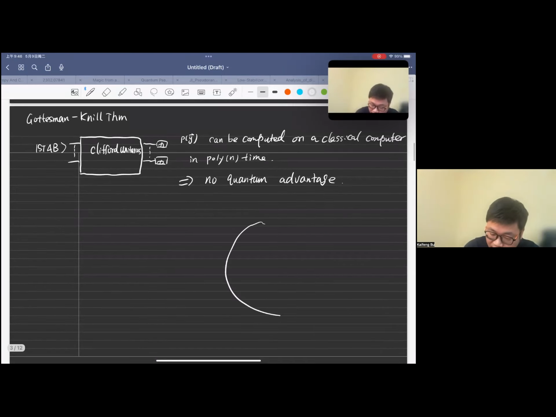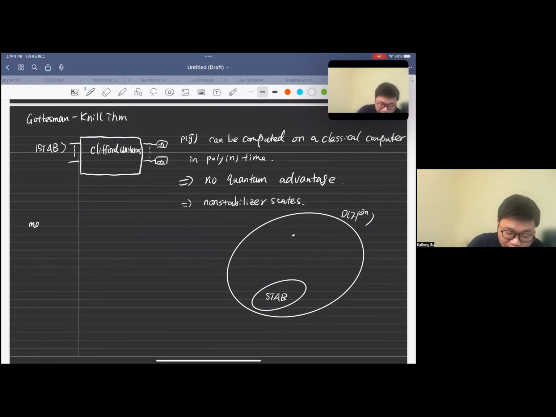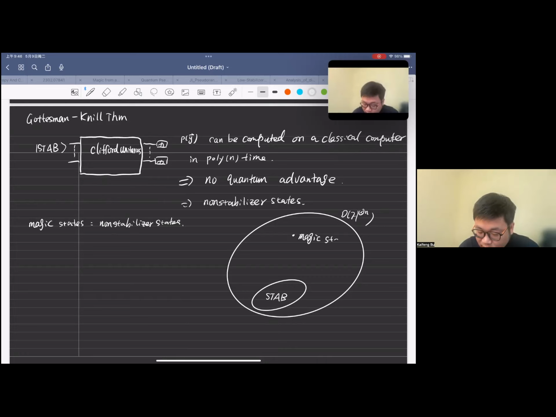So this is the set of all quantum states, and this is the set of stabilizer states. We need states outside of the stabilizer states. We need non-stabilizer states. And in the literature, we usually call the non-stabilizer states magic states. So the states outside of the stabilizer states are called magic states.